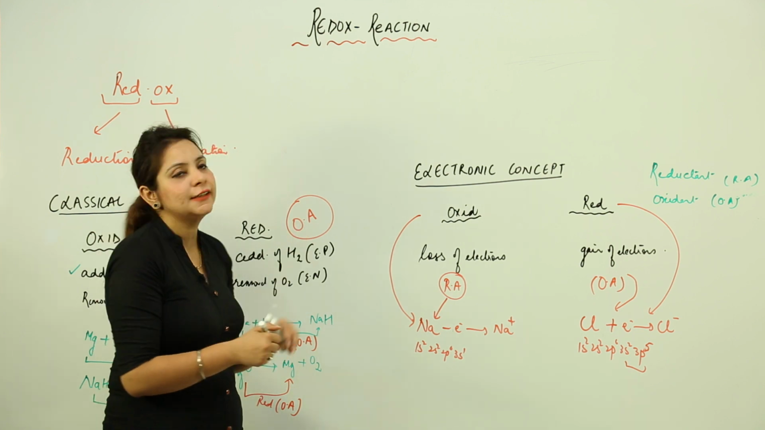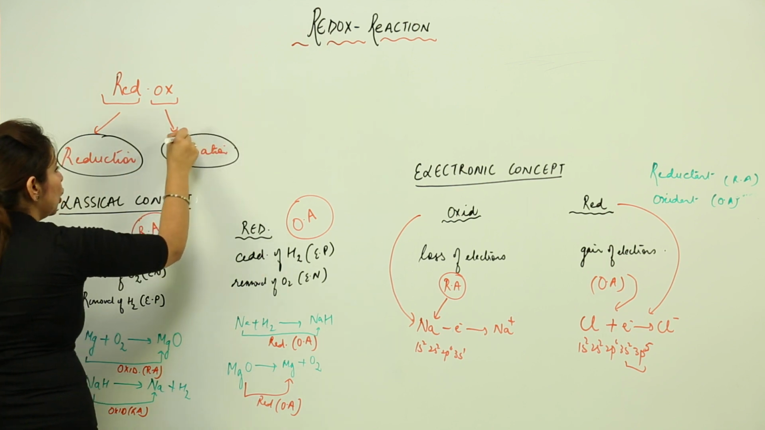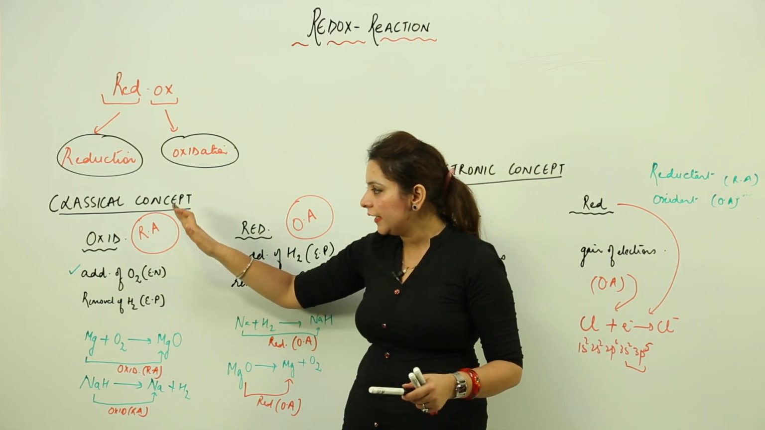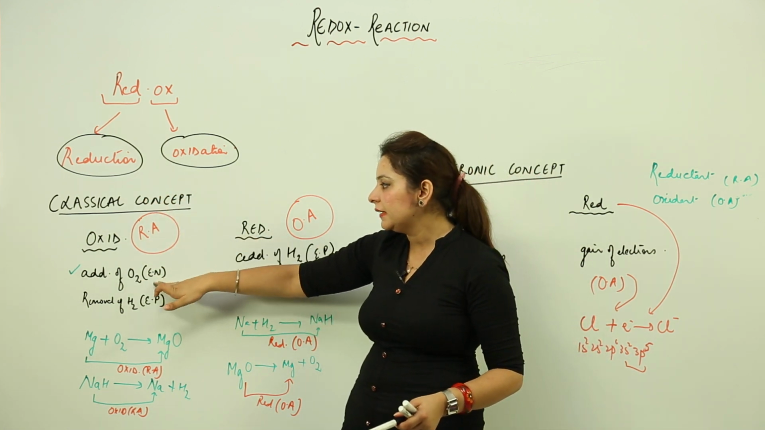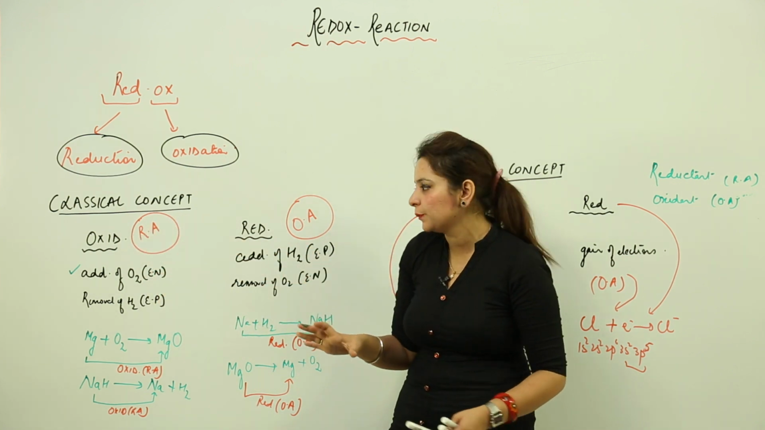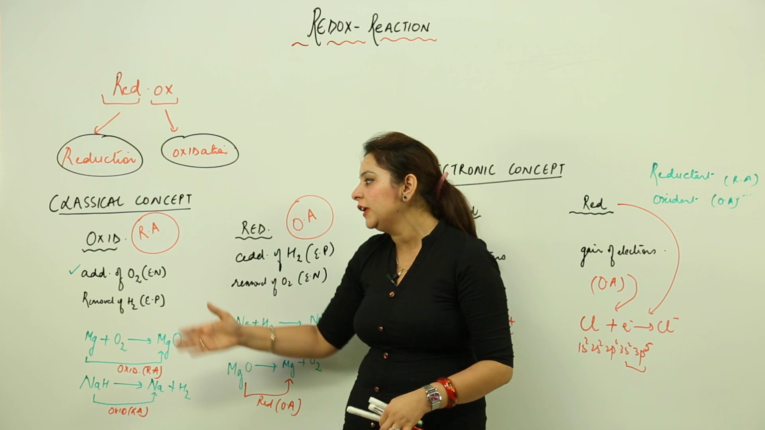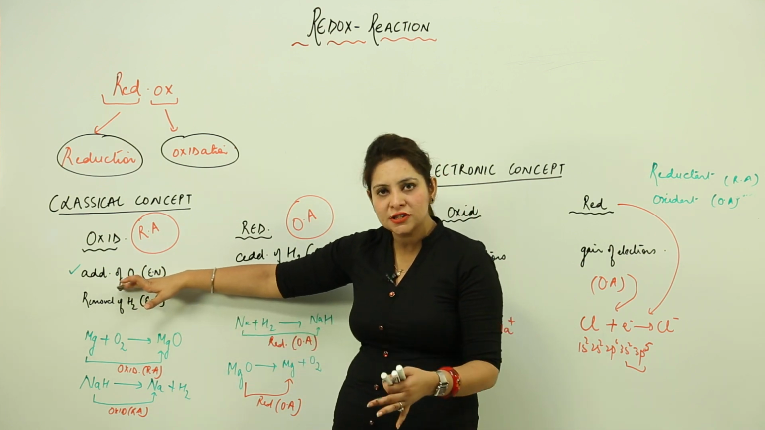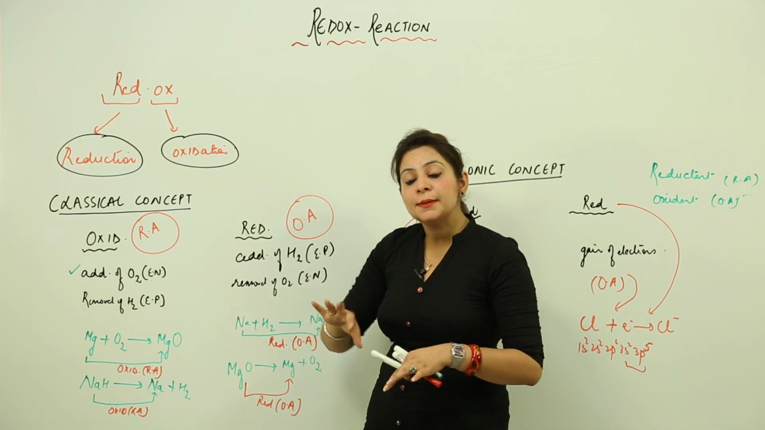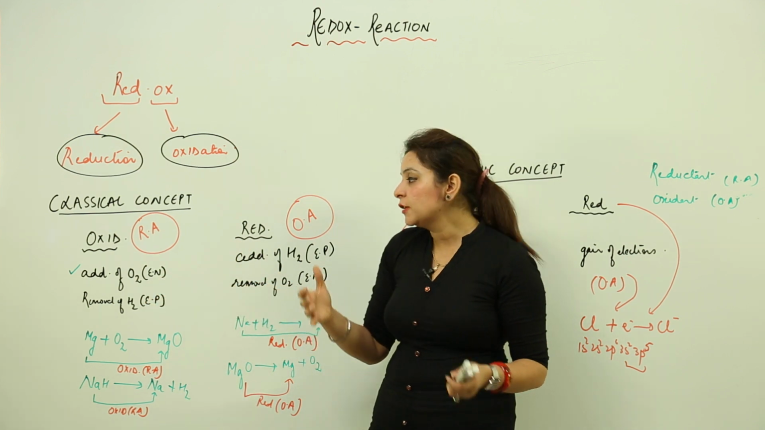Now coming to the redox reaction, as I told you, a redox reaction is actually a combination of reduction and oxidation. As I told you, on the classical concept, the addition of oxygen is called oxidation, and the addition of hydrogen is called reduction. That means if there is some supplier of oxygen, only then will the substance undergo oxidation and take up oxygen. Likewise, if we talk of addition of hydrogen, if there is a supplier of hydrogen, only then is the substance going to take up hydrogen. So who will be the supplier?